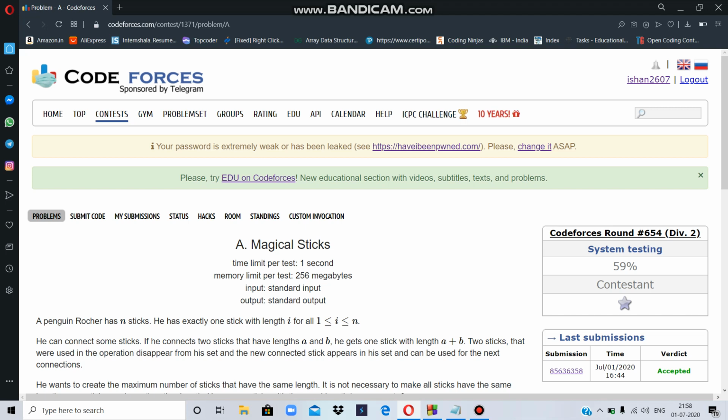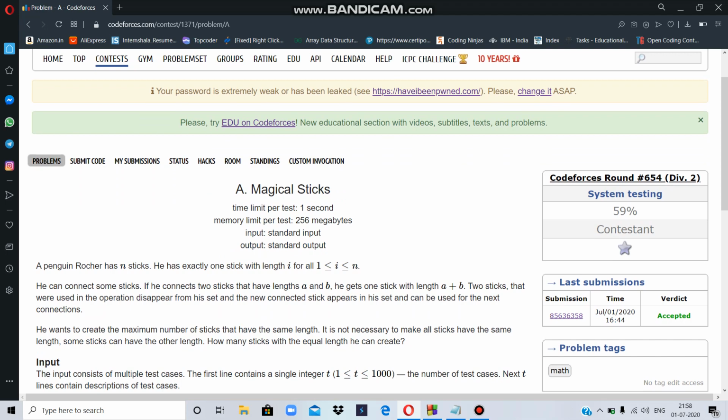Hey guys, I'm Ishan from ASM Student Chapter ITISM Dhanbad, and today I'm going to discuss the problem Magical Sticks from Codeforces Round 654 Division 2. So let's start with the question.